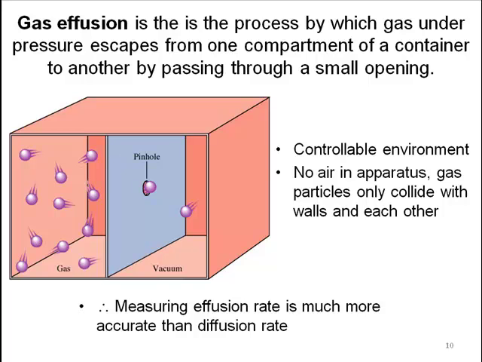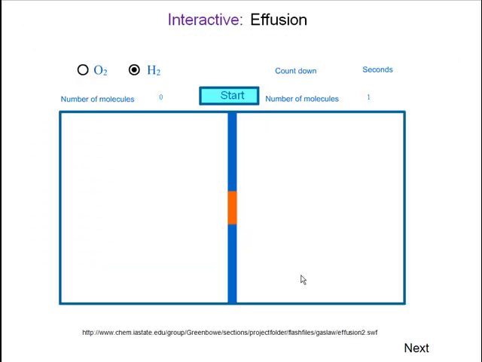So for diffusion, the challenge is you already have air in there, right? And so the speed at which they move is dependent on the air they collide with. And if the air has water molecules in it, that adds to the amount of molecules you have in that sample. So how would this look?